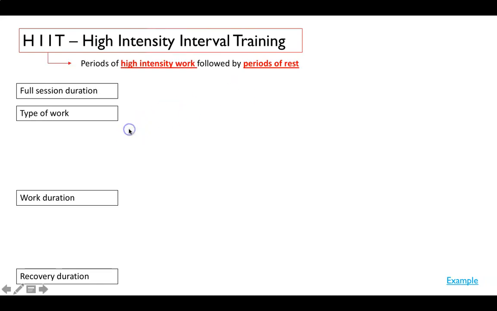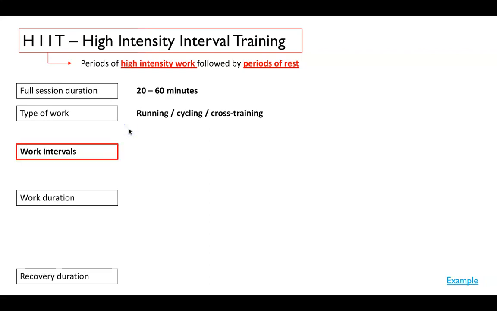So first of all, our full session duration for a HIIT training session is going to be between 20 and 60 minutes. Okay, so a bit shorter than aerobic training, because that can go up to 80 minutes. Type of work: running, cycling, cross training. Remember, it's high intensity work followed by periods of rest. A full HIIT session, including the rest, will be between 20 and 60 minutes, and you can do running, cycling, cross training.